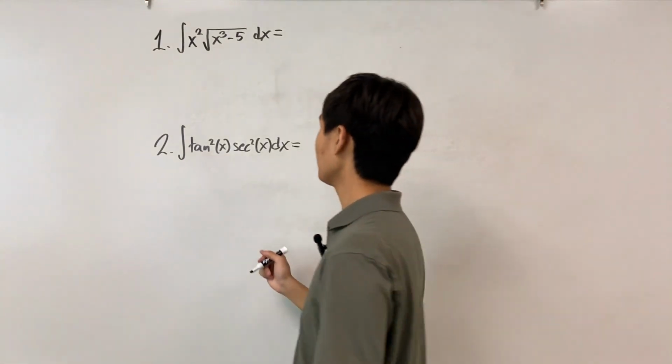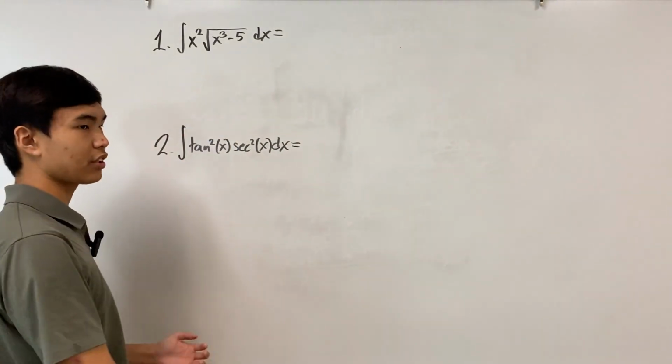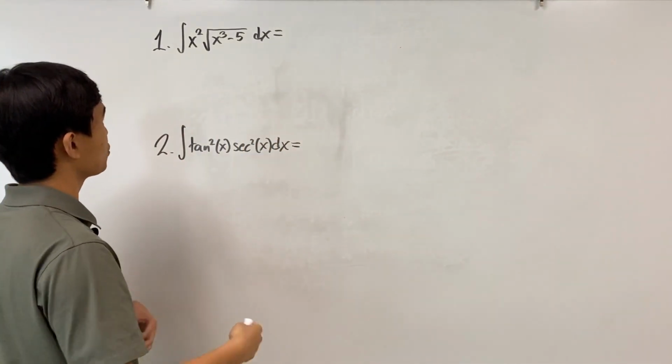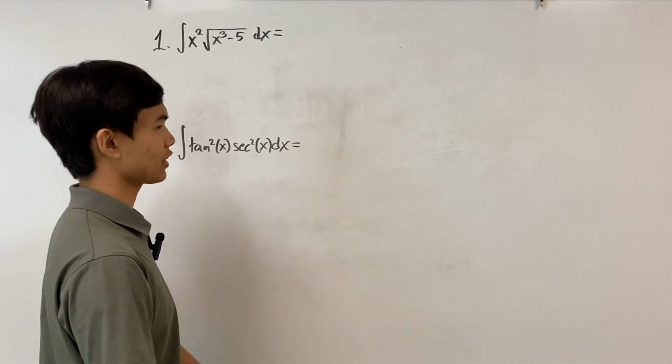So let's begin. We're going to find the integral of x squared times the square root of x cubed minus 5 dx.